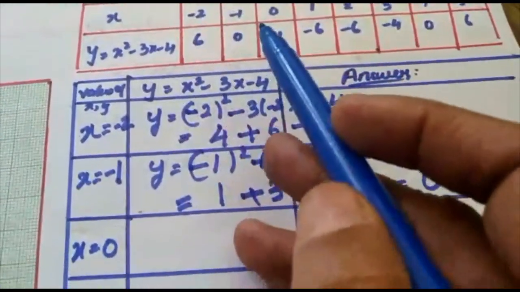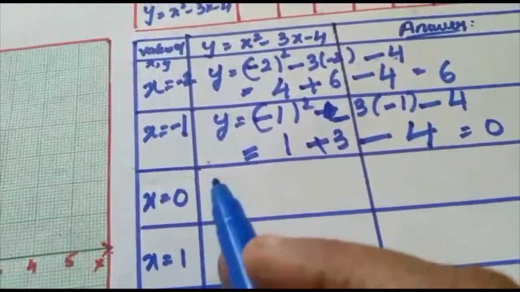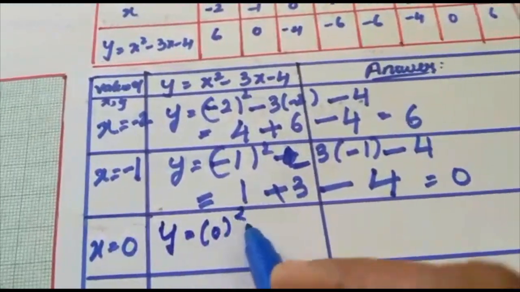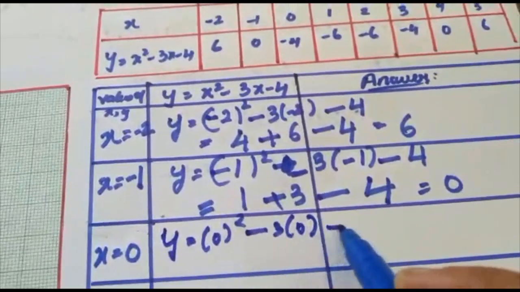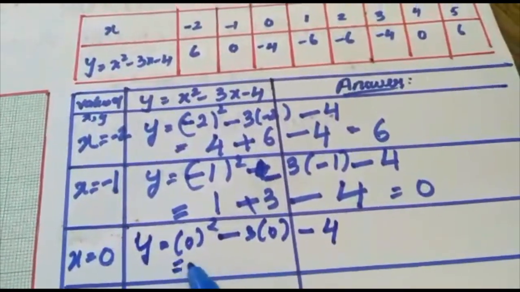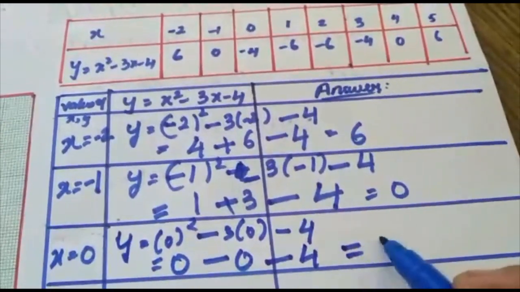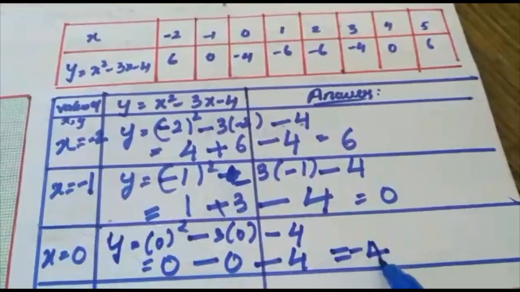Now let us take the value of x as 0. So y is equal to 0 square minus 3 into 0 minus 4. 0 square is 0, minus 0, minus 4. So my answer is minus 4.